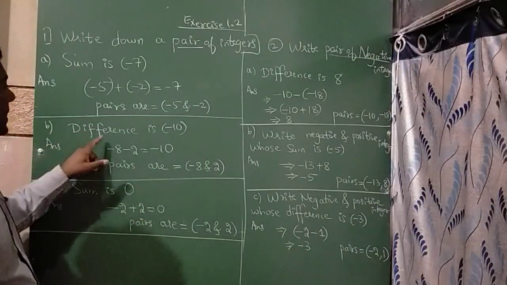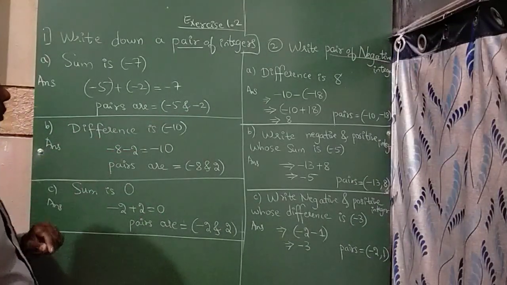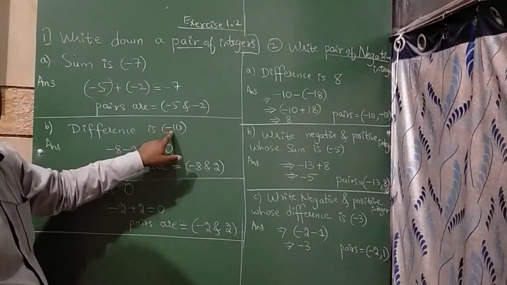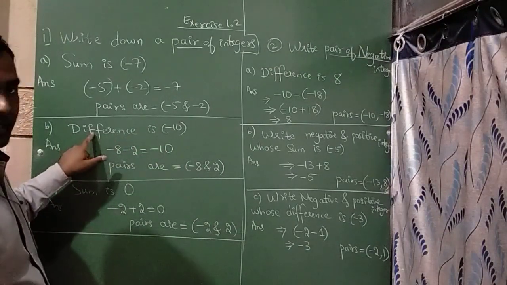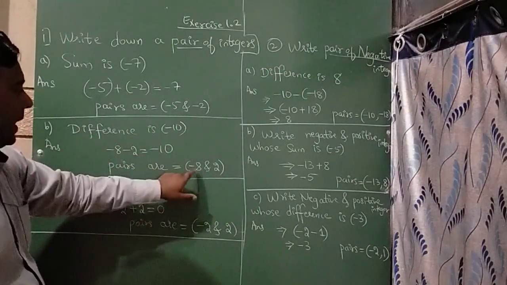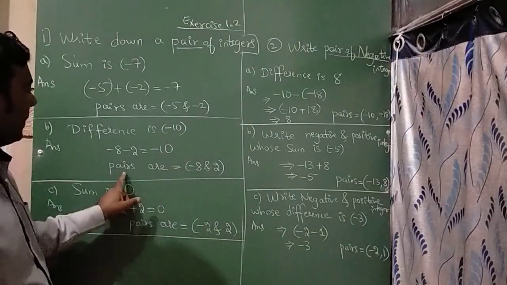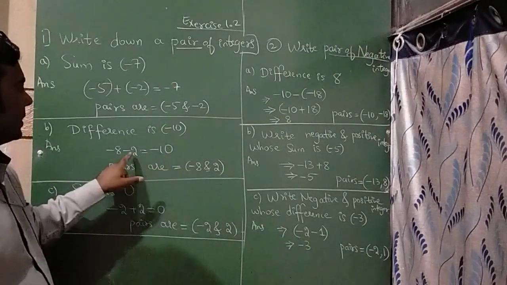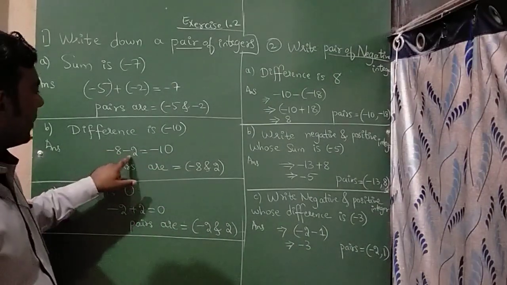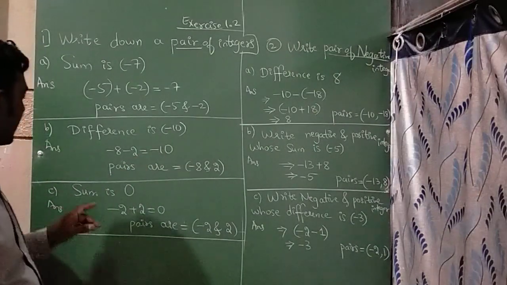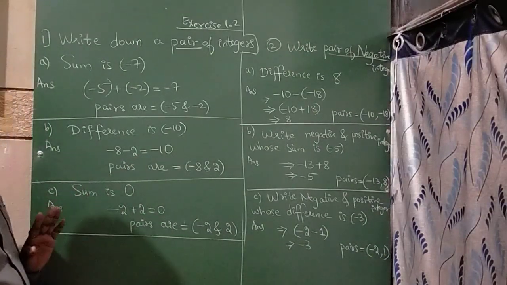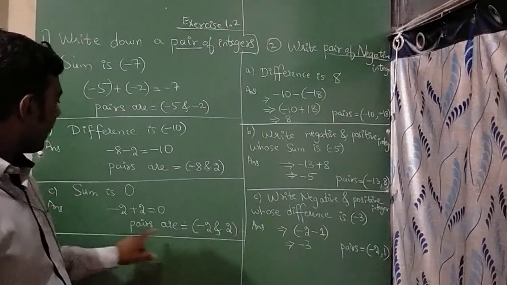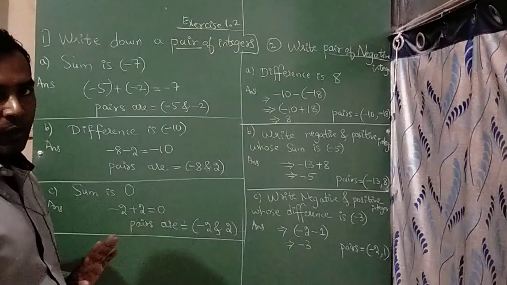Fine. Second question is, the difference is minus 10. So you need to think of two numbers where you should get the answer as minus 10, but it should be a difference. Minus 8 and 2 are the pair. So minus 8, difference means minus, and the one more integer is 2. So minus 8 minus 2 is minus 10. Now the third question is, the sum should be 0. So the two integers are minus 2 and plus 2. So minus 2 plus 2 is 0.